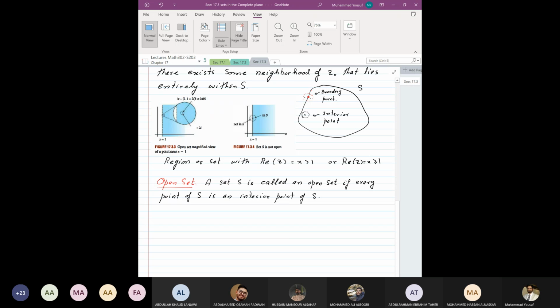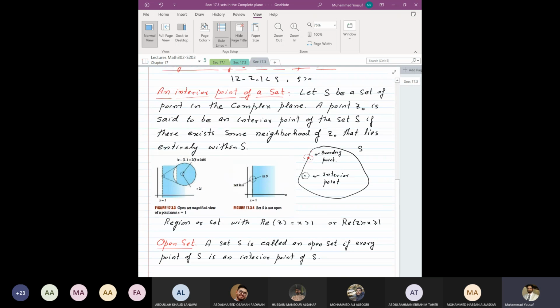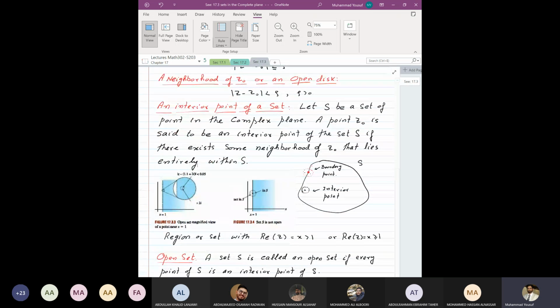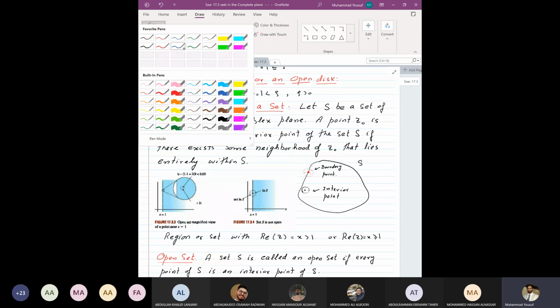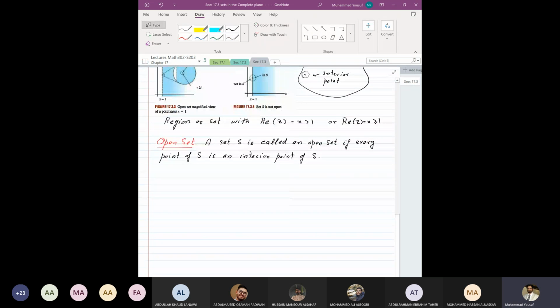Okay. Then there are some other sets given in your book. You just look at them. If every neighborhood of a point Z0 contains at least one point that is in the set, and at least one point that is not in the set, that is called a boundary point. So let me also write this definition of boundary point, which I just explained here.